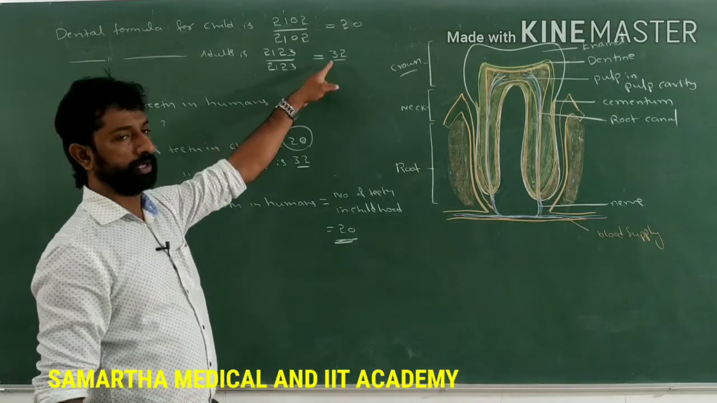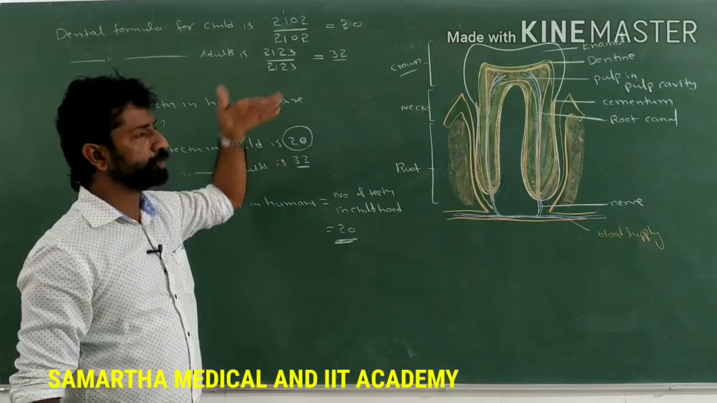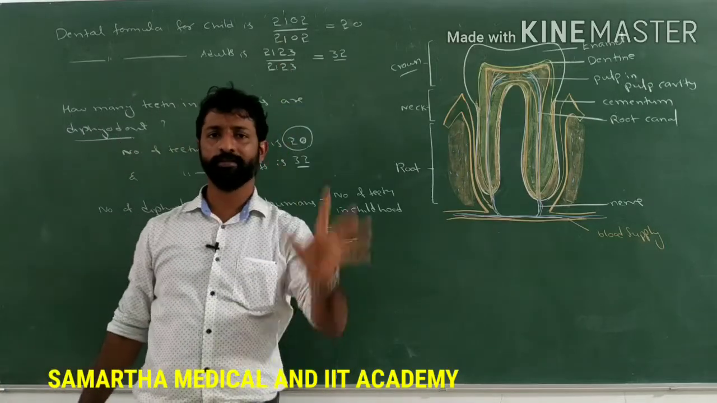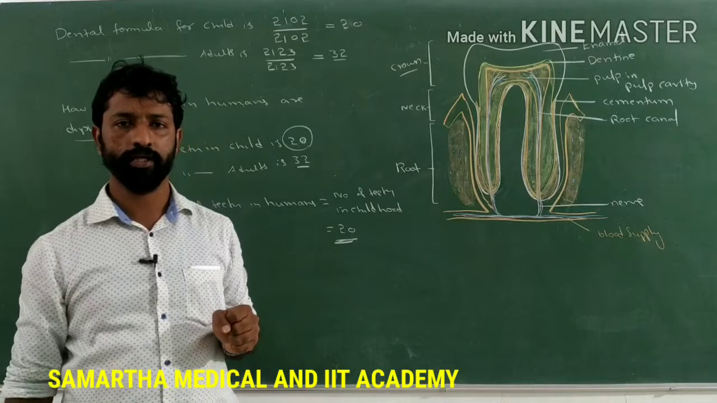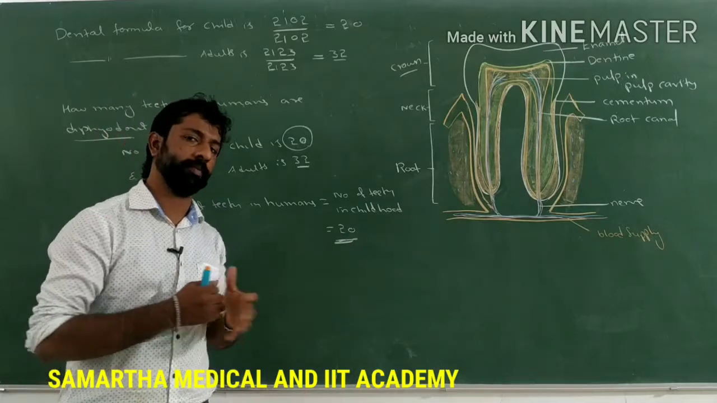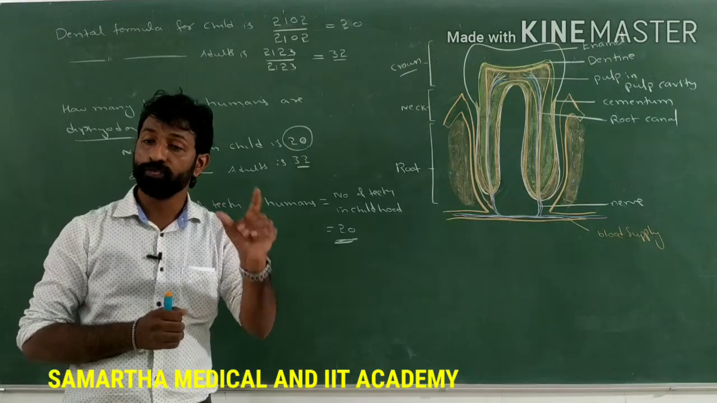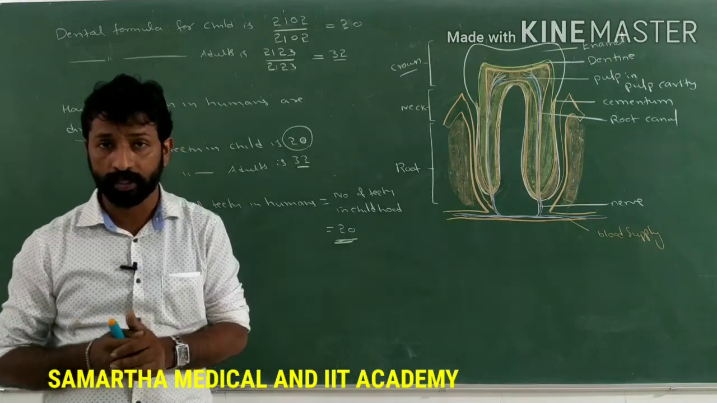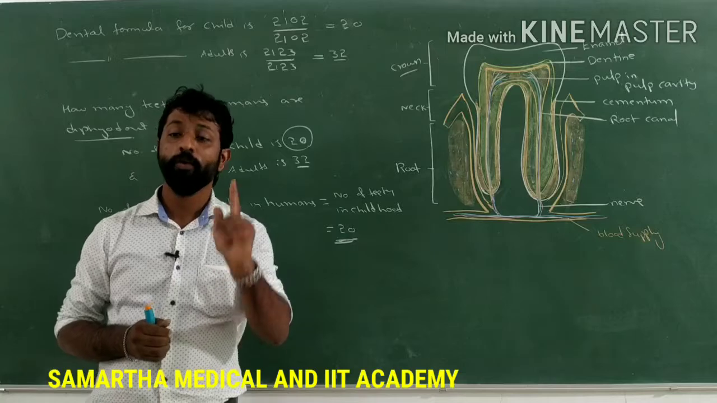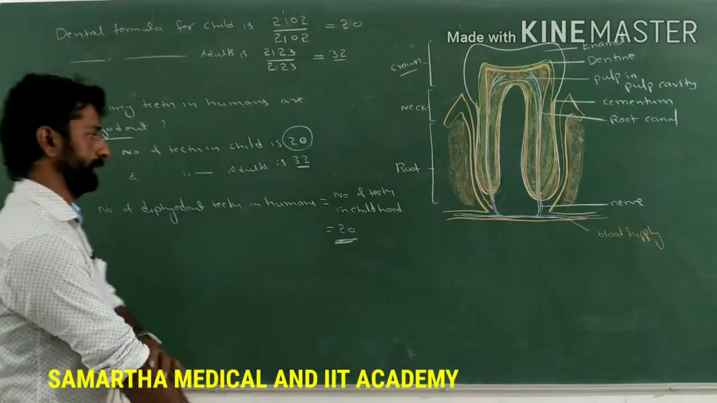The remaining 12, among the 32, are teeth which appear only in the adult stage but did not appear previously in the childhood stage. So those 12 are monophyodont in nature. What do we mean by monophyodont? They appear only once in our lifetime.